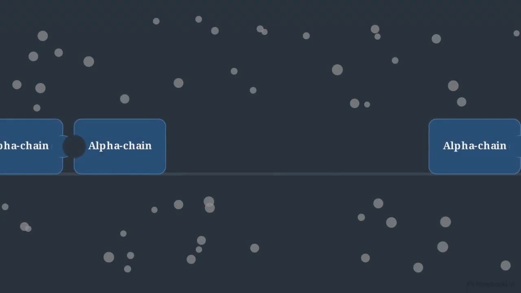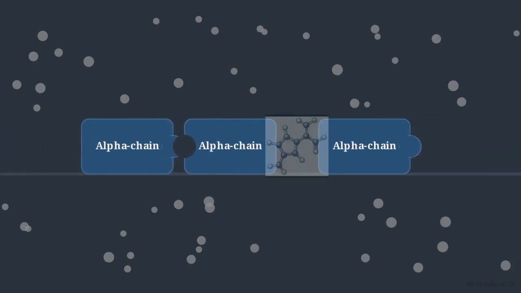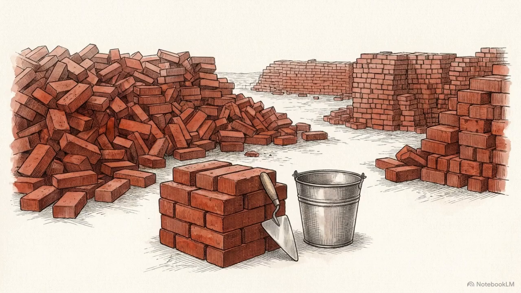This is the iron refractory blind spot. Histidine is mandatory for building the alpha chains of the globin protein. Without it, hemoglobin assembly stops entirely, regardless of how much iron is available. Providing iron to a histidine-deficient patient is like delivering bricks to a site without mortar. The building blocks are present, but the structure cannot assemble.